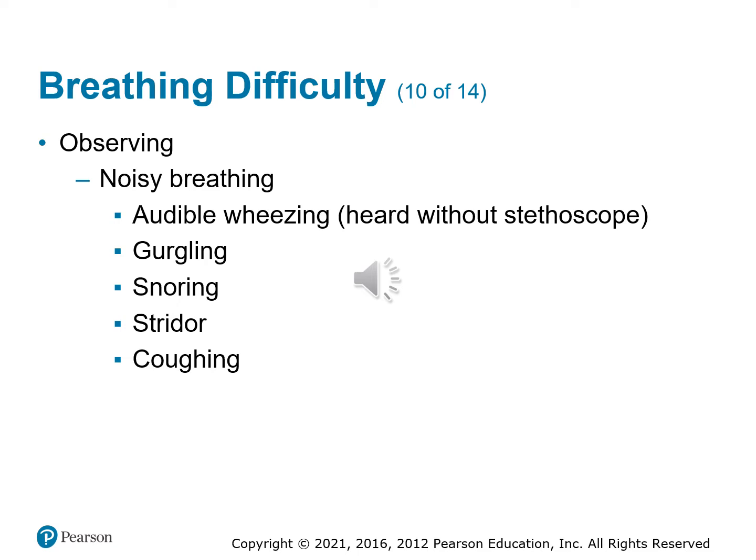Gurgling is a sound that you may hear. Snoring many times is an obstruction with the tongue in the back of the throat. That means we just need to manipulate that head and neck area to open the airway. Stridor is a sound that we hear when we have soft tissue swelling or obstruction in the upper airway. And coughing can also be a sign of some breathing difficulty.